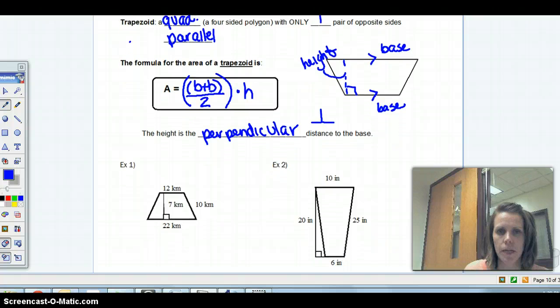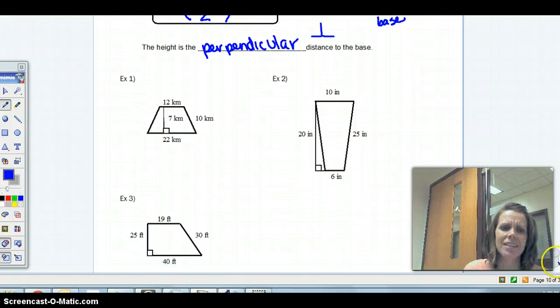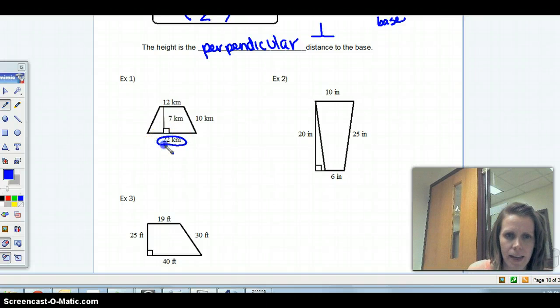So let's do some examples here. So our first trapezoid, isn't it so cute? I just love trapezoids. So you're going to look for your bases. So first of all, this would be a base, and this would be a base because those two sides are the parallel sides. And then this is going to be your height since it's the perpendicular distance. This is just here to throw us off. You don't really need that, okay? So let's plug it into your formula.